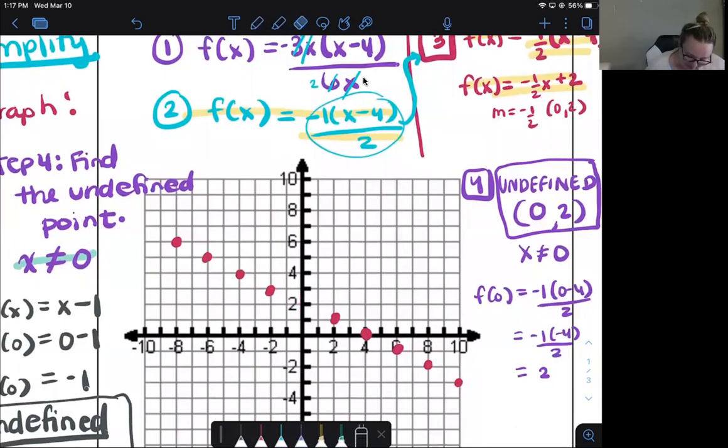So I'm going to go back to the point 0, 2, and I'm going to draw it as an open circle. Actually, I'll do it in purple since I did my work in purple. I'm going to make that point an open circle. And then the graph of our function includes all of the points to the left and to the right of that point, but it's undefined at 0, 2 because x can't be 0.